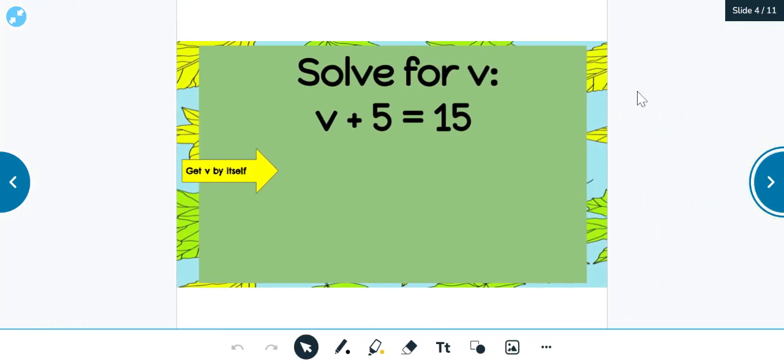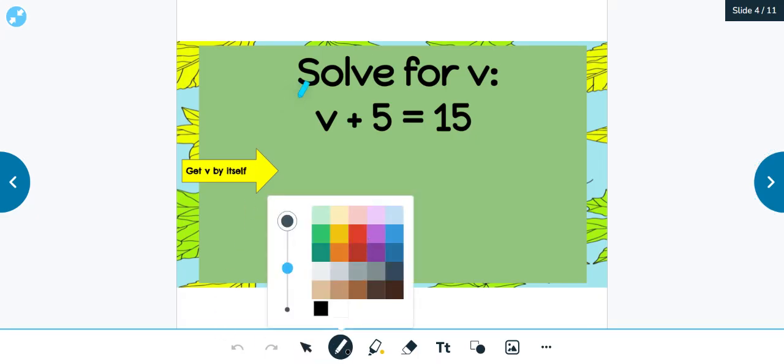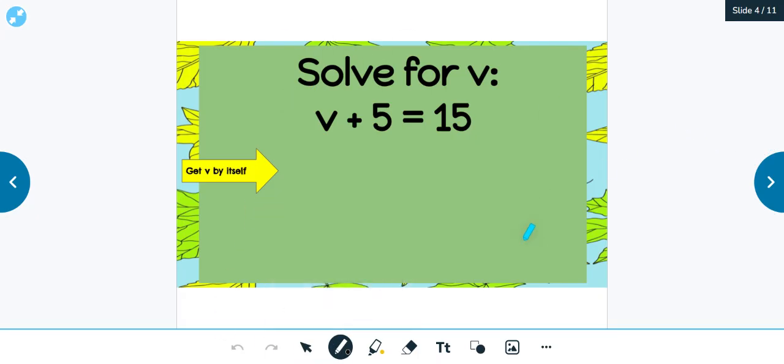Here are the steps for solving equations. You are trying to isolate the variable, or get it by itself, by using inverse operations. Inverse means opposite operations. So this entire video is going to be on addition and subtraction. They are opposites. So when you see addition, we're going to subtract. When you see subtraction, we are going to add.